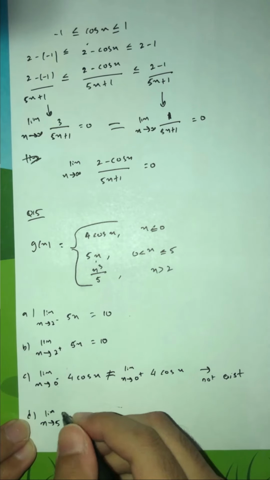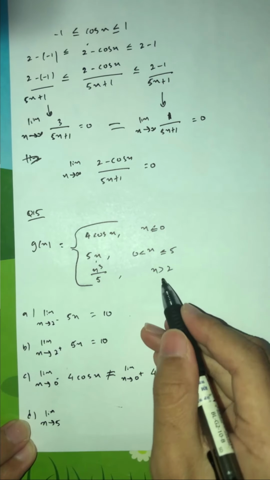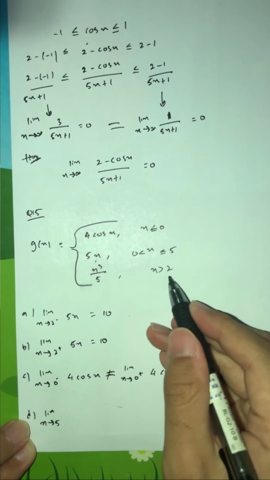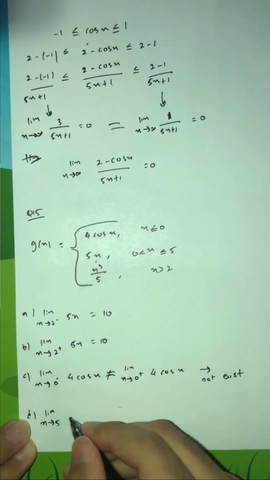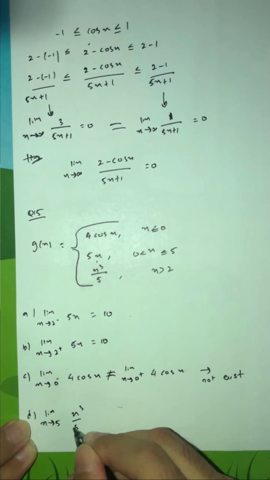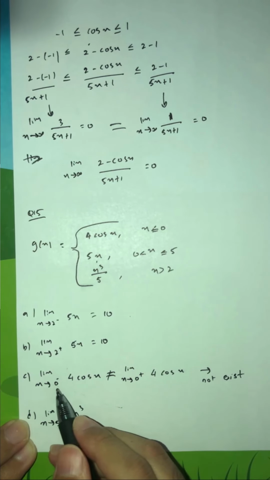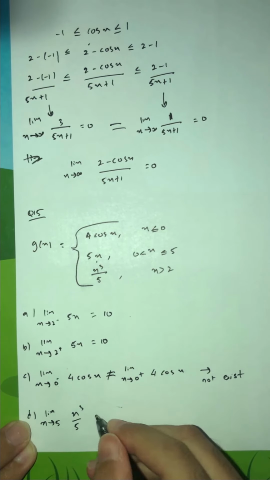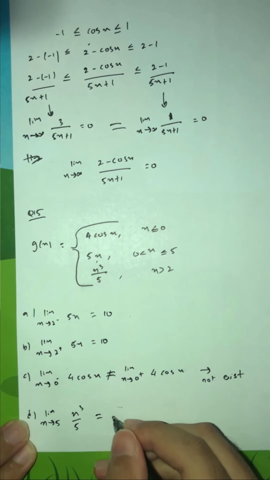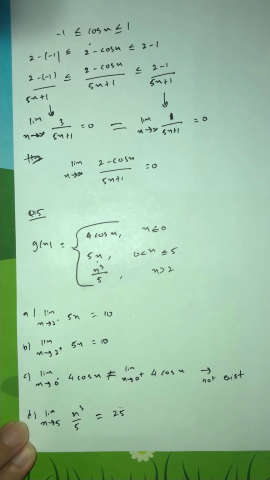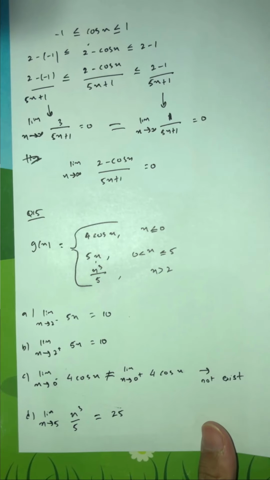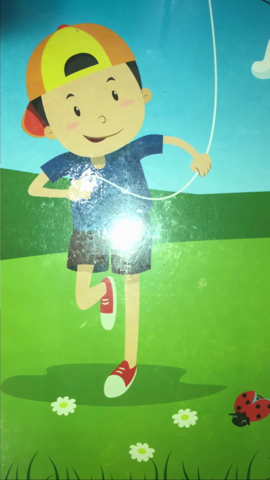So what about 5? It is this one, right? x more than 2, so 5 must be within this range, so x to the power of 3 over 5. This can be solved by direct substitution, but of course you can still find it from the left and from the right, and you get the same answer, but this time you get 25. Okay, that's it. We are on to the final question.